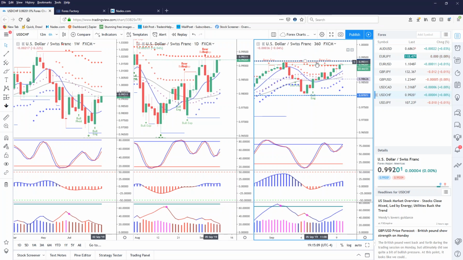I really like it to come back to 99.31, which is about 10 pips away, and then form that bearish bar. That would actually pique my interest more than what it is right now. Any questions on the USD Swiss franc?